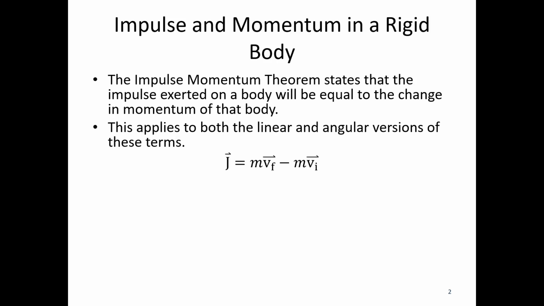So for the linear version we've got J equals mv final minus mv initial. That is, the linear impulse is equal to the final momentum minus the initial momentum. And this is what we talked about with particles.